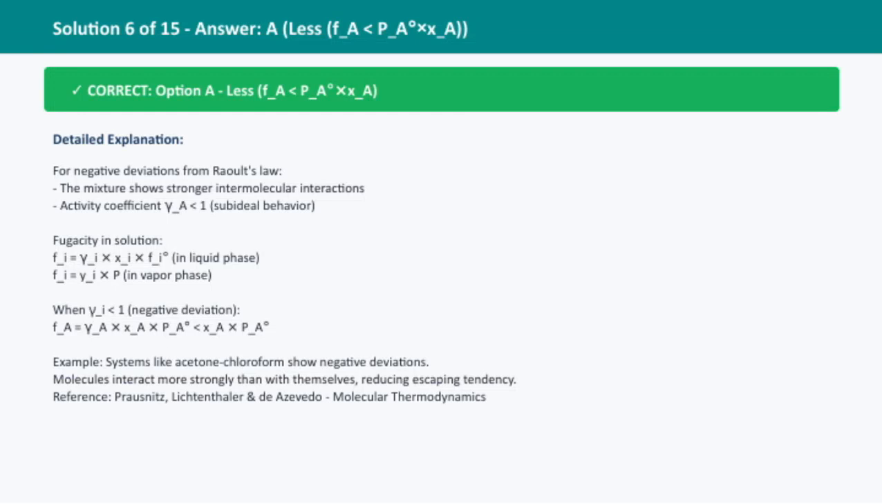Let's talk about what happens when a mixture shows negative deviations from Raoult's law. This means the molecules in the mix interact more strongly with each other than they do on their own. Because of this, the activity coefficient, gamma, is less than 1. We call this subital behavior. When gamma is less than 1, the fugacity of a component in the liquid phase is actually less than what Raoult's law predicts. A classic example is acetone and chloroform. Their molecules stick together more, so they're less likely to escape into the vapor phase.